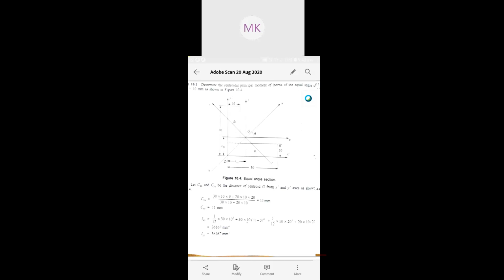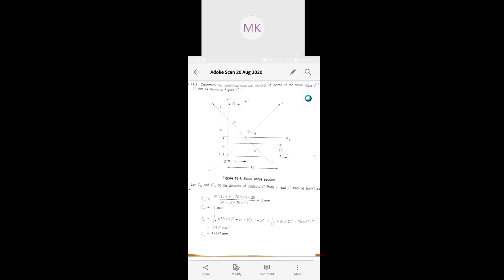So after that we need to draw the x and y axis at a distance of 11 mm, and through that also our principal axis will go, u and v. That will come at a later part. Okay, so now we need to consider everything by considering these two axes.